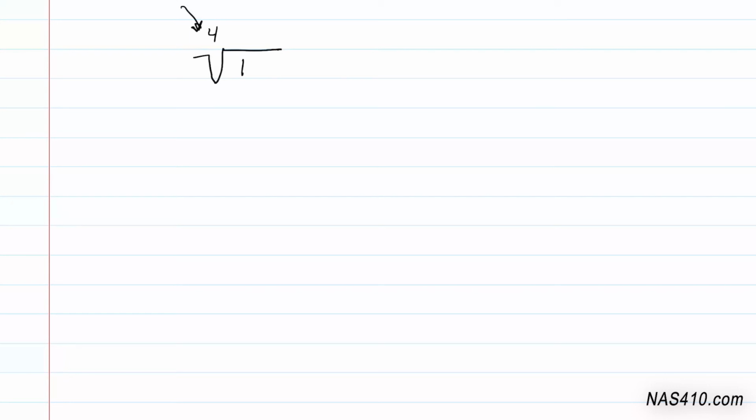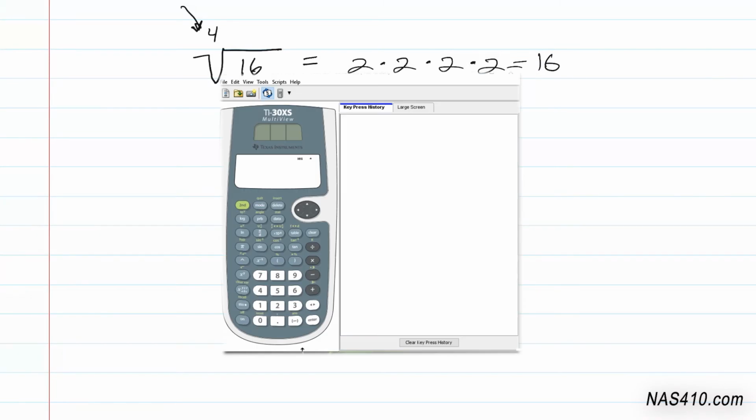And so for the 4th root, let's say I had, what is the 4th root of 16? That's asking me what multiplied by itself 4 times equals 16. And so the answer here again is 2, because 2 times 2 is 4, times 2 is 8, and times 2 is 16. Exponents, there's a couple of different ways to do this.